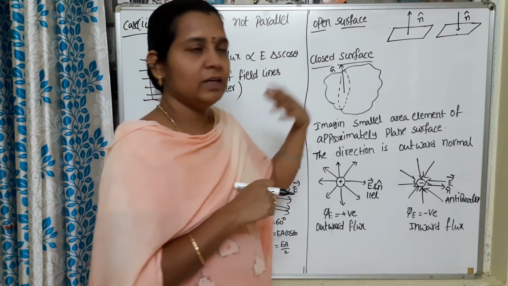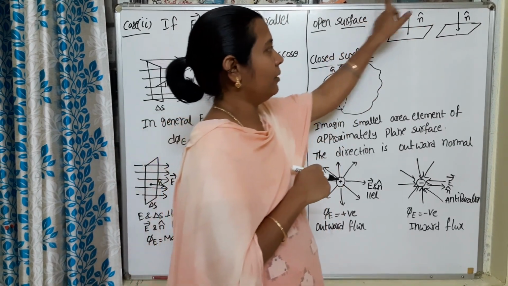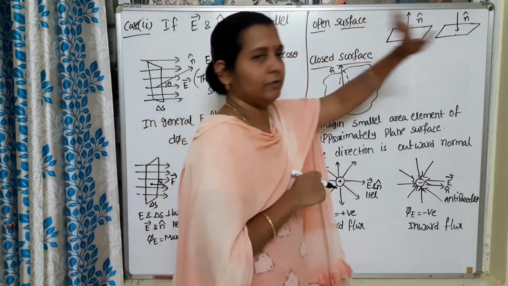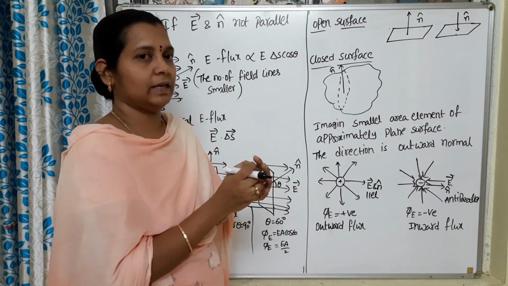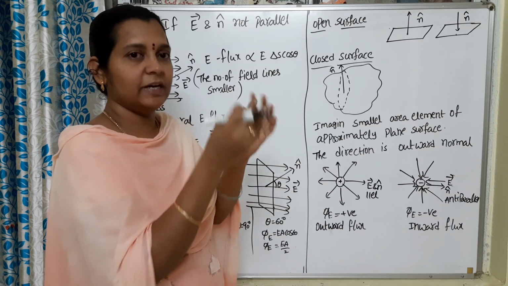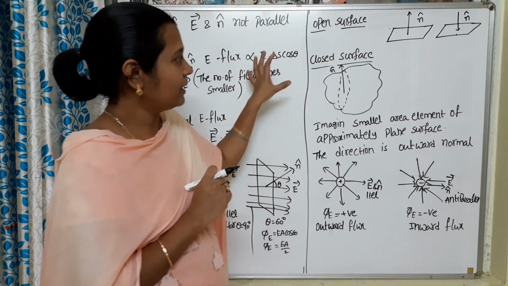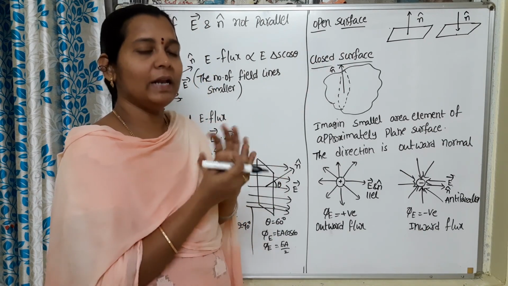So for our convenience, we select the normal to the plane surface, away from or towards the surface. Right. So for the case of a closed surface, let us say a sphere or a cylindrical conductor, in that case, we imagine this surface as a combination of smaller elements.